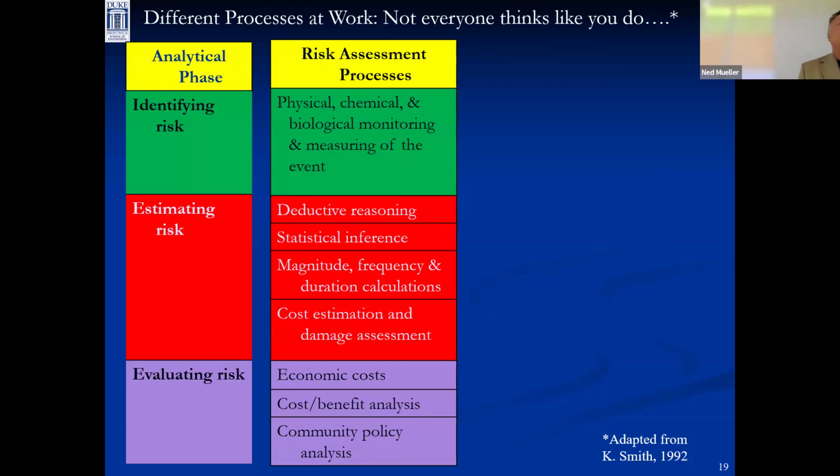Then we apply deductive reasoning. Basically, we go from a general principle to a specific issue. So I'll use Newton's laws, or Bernoulli, to figure out what's going to happen to the bend in that pipe, for your pipeline engineering. Then we use statistical inference, so a lot of our models are stochastic, random-based models and so forth. We do exposure by looking at the magnitude, frequency, and duration of that harm. And then we do cost estimation and economic cost-benefit analysis.